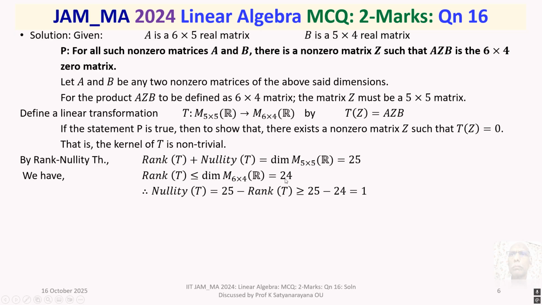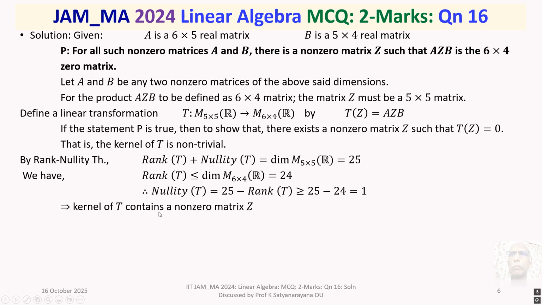25 minus rank of T is less than or equal to 24. Therefore, 25 minus rank of T is greater than or equal to 25 minus 24, that is equal to 1. Thus, nullity of T is at least 1, which tells you the null space of T is non-trivial. That is, the kernel; null space and kernel are one and the same.